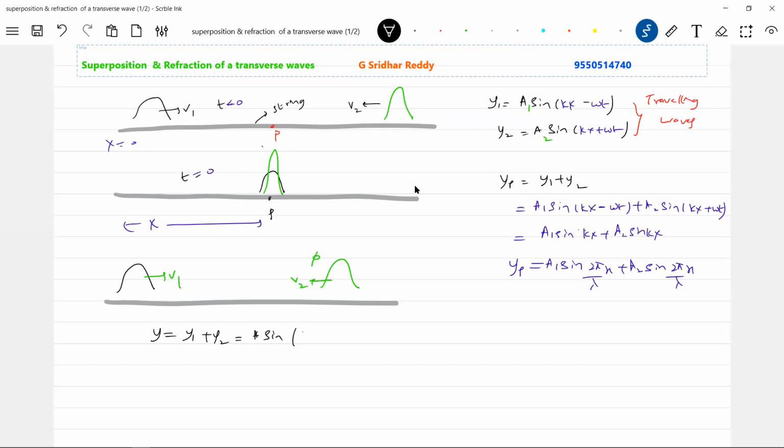A1 sine and A2 sine, with amplitudes A1 and A2. Take the wave at t equals 0, and let them undergo superposition, giving the displacement of point P.